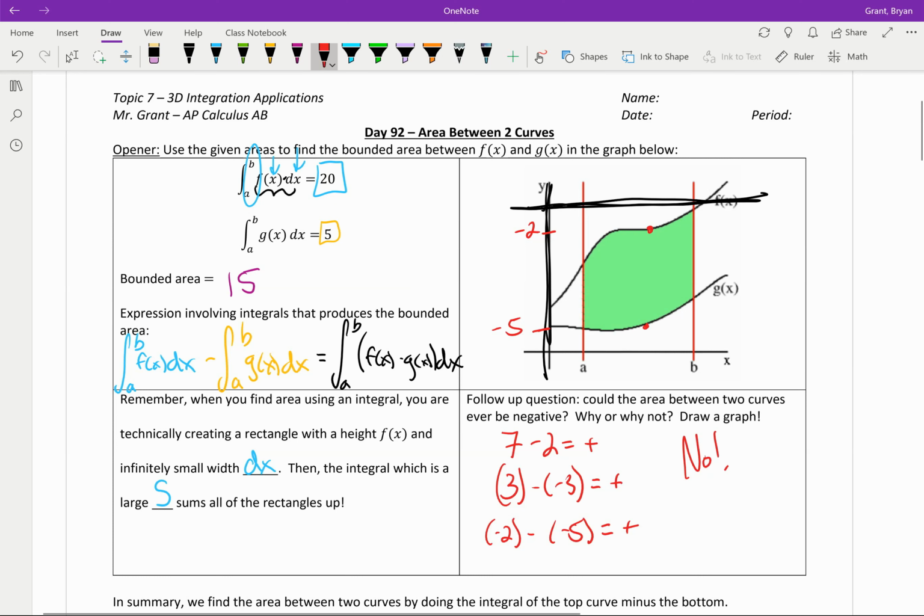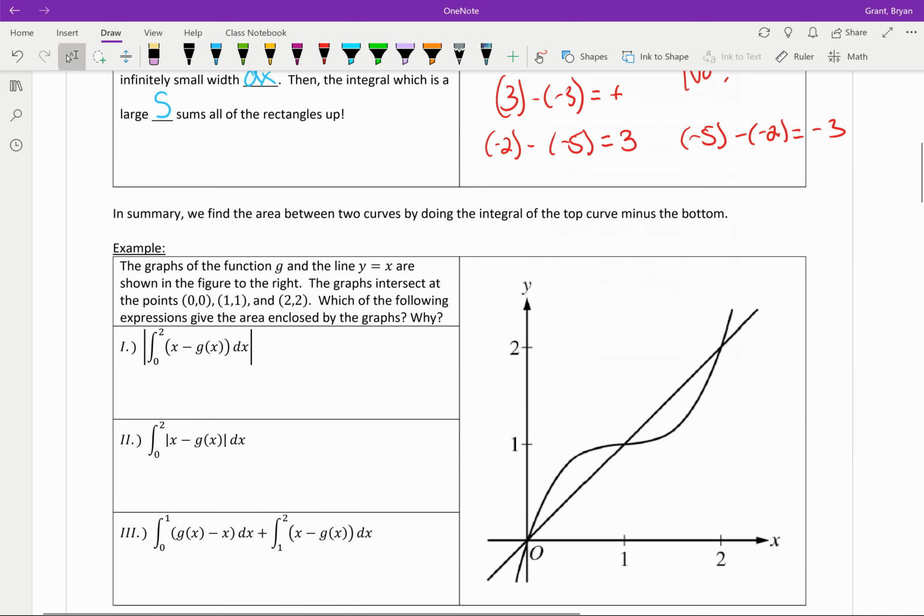Now, the nice part about this is the order doesn't really matter, because if you do top minus bottom, or what you think is the top and what you think is the bottom, and you get a negative answer, then probably you just switch the order. Try switching the integrals, and you're going to get the same answer, just negative versus positive, right? If I looked at this last one, -2 plus 5 is 3. If you switch the order, -5 minus -2, you get -3. It's the same answer, just the sign is switched. So keep that in mind.